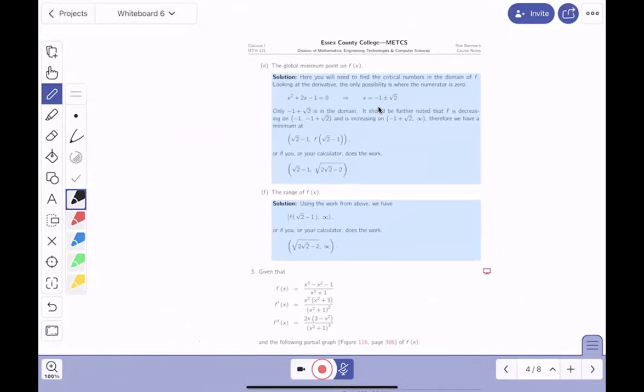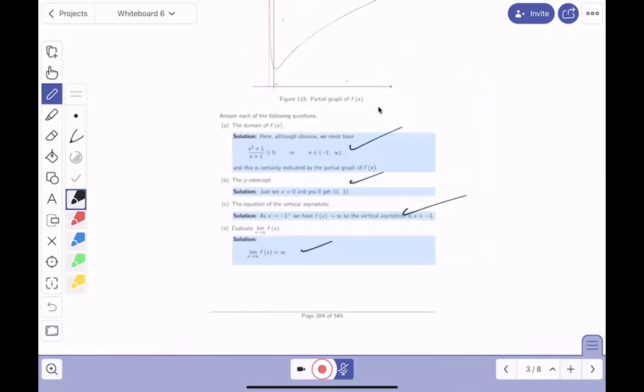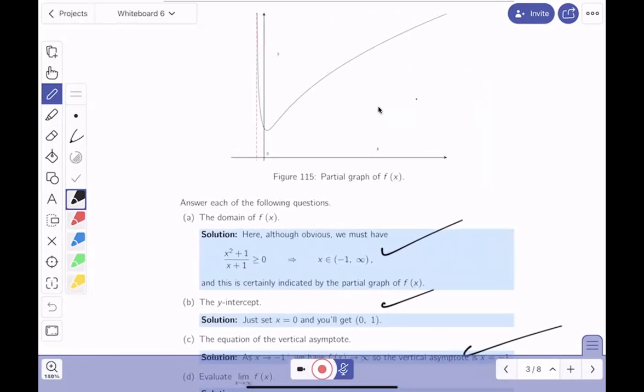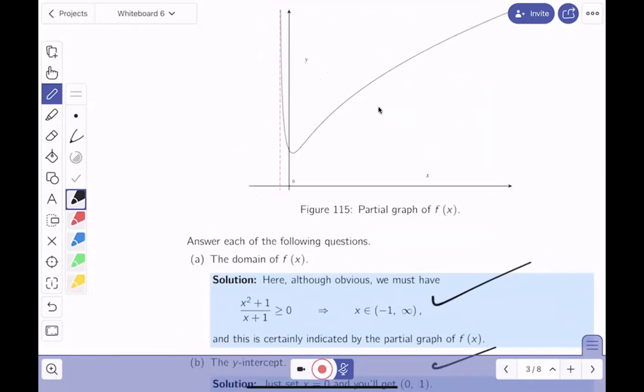Next question is the global minimum point on F. Let's go back over here. And I'm looking at a picture now. And I know looking at it that this is the global minimum point. Okay. So what do we do over here?